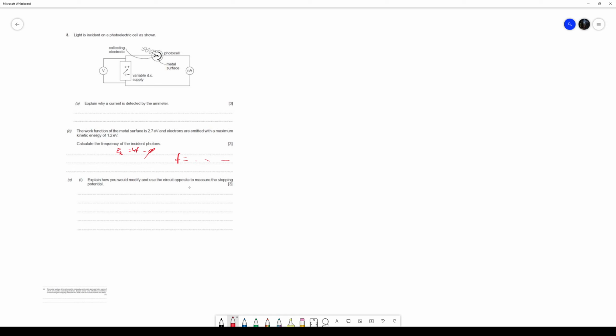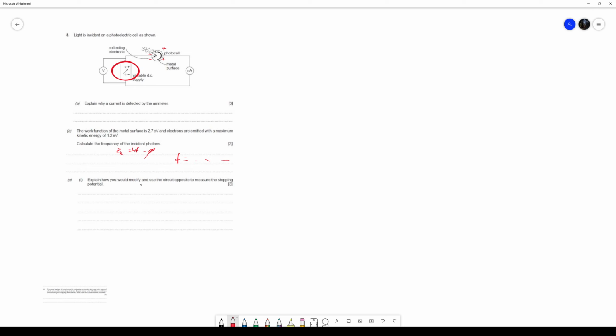To modify the circuit to measure the stopping potential, look, this plus minus business here is the wrong way around. We want the field in this region to prevent the electrons from crossing the gap. We want to attract them back to this side, repel them from this side. So this battery pack is back to front. We need to swap that, and that's all we need to do as far as I can see. We've got the ammeter in place, we've got the voltmeter in place so we can measure the stopping potential.